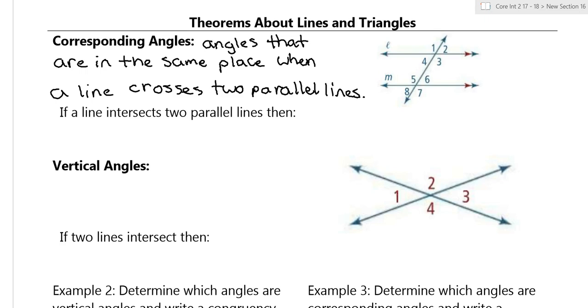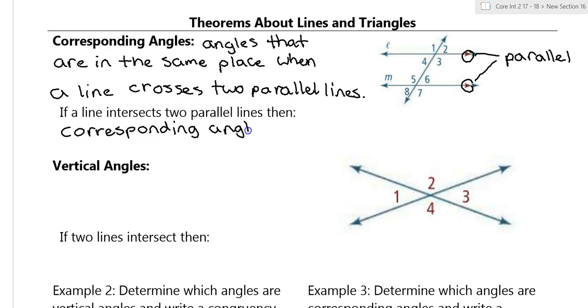Okay, so right here, these little marks are parallel marks. It shows that those 2 lines are parallel. And then if a line intersects 2 parallel lines, so if you have corresponding angles, then the corresponding angles are congruent. And remember, your congruent mark is an equal sign with a squiggle over it.